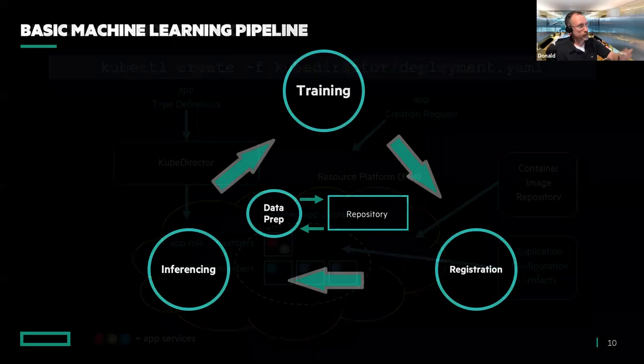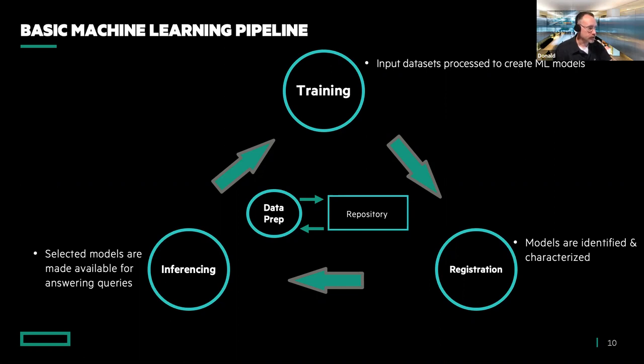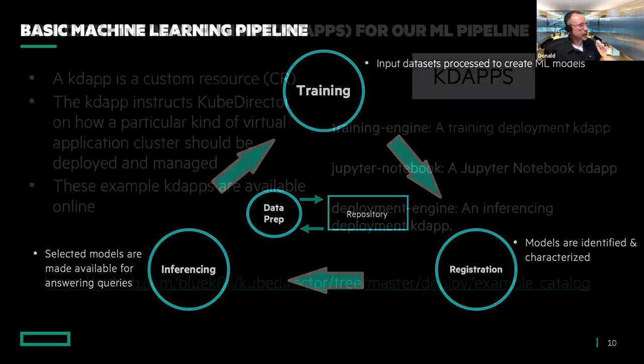Yeah, and just to give you an overview before Kartik talks about the applications, the KD apps, just to level set, I think everybody on this call knows what we're talking about with a basic machine learning pipeline. This is what we're going to be working towards building out with KubeDirector. We have the training, we have input data sets, registration of your model once it's created, all of that circling around some central persistent storage repository where you have your data prepped and stored and accessible by the clusters, and then where the models themselves are made available for inferencing. So Kartik, take it away.